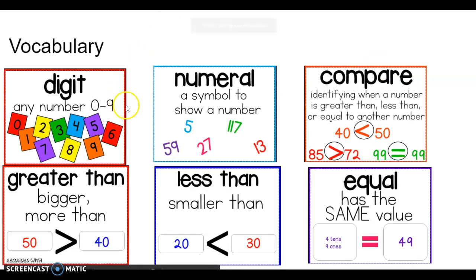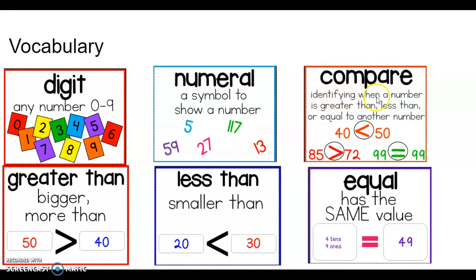So I'm going to review the vocabulary for this week because today we're going to be talking about more than and less than. So a digit is any number 0 to 9. A numeral is a symbol to show a number. The difference between digit and numeral: digits are any number 0 through 9, but a numeral is a symbol to show a number. So it can be a combination of numbers together, like 117.